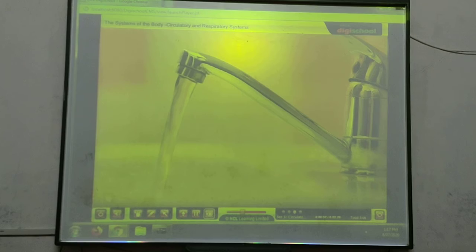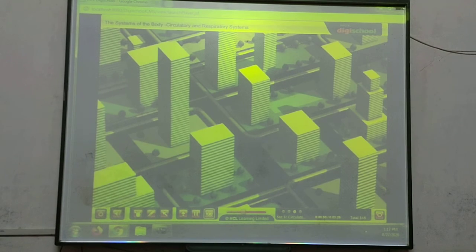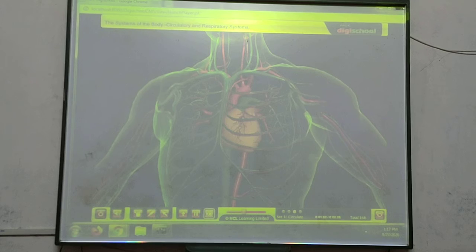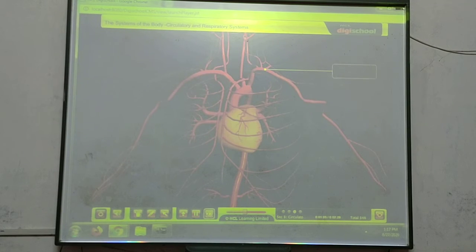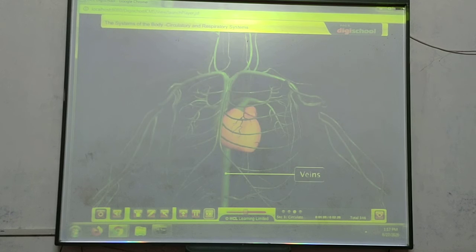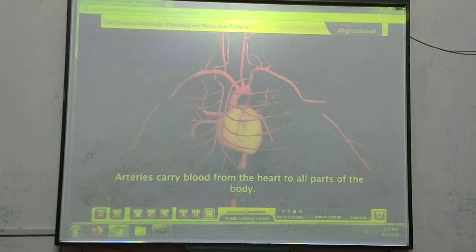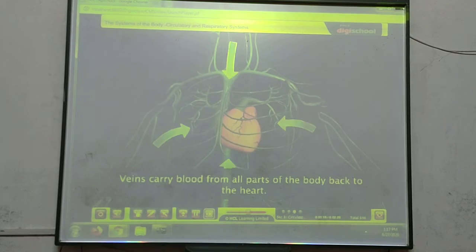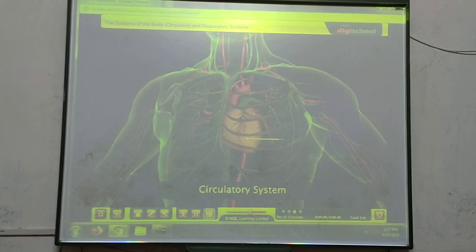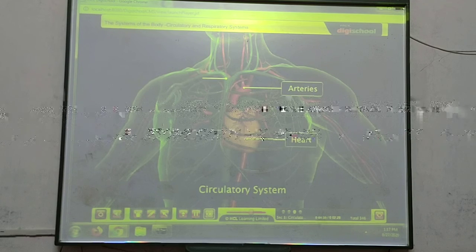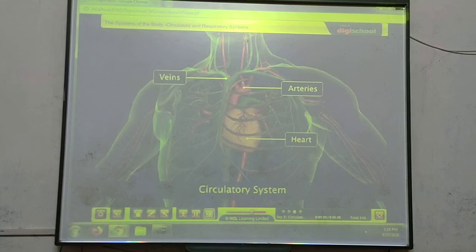Just as water is carried to homes with the help of many pipes, our body has a network of pipes or blood vessels called arteries and veins. The heart pumps pure and oxygen-rich blood through the thick arteries to all parts of the body. The veins bring impure blood from all parts of the body back to the heart. The circulatory system consisting of the heart, arteries, and veins circulates the blood inside the body continuously.